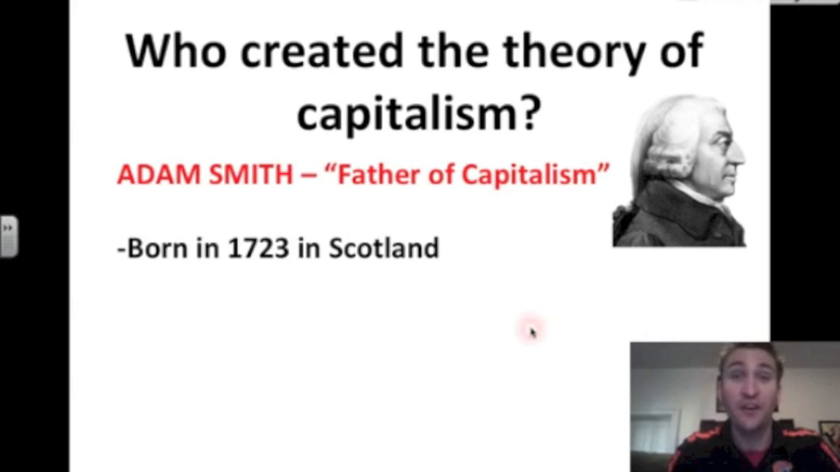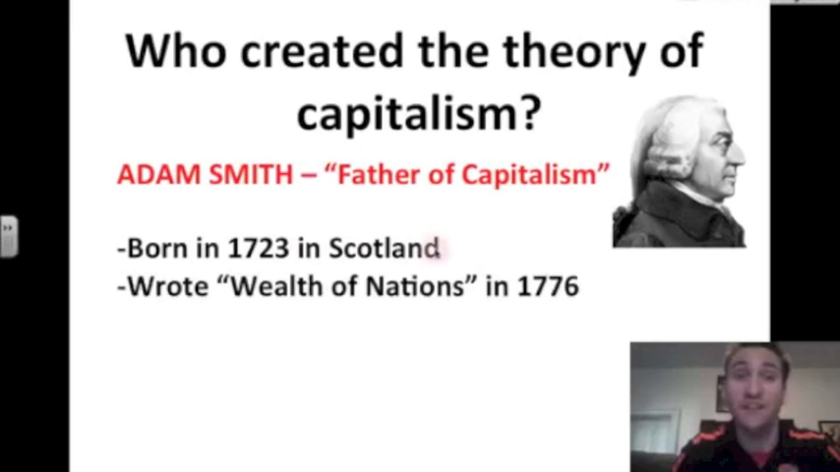Who created the theory of capitalism? Adam Smith, who has the nickname the father of capitalism. He was born in 1723 in the European country of Scotland. He wrote a book called The Wealth of Nations in 1776, which was really the foundation of economic theory.